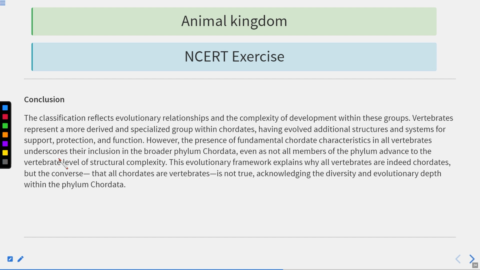So this is the conclusion of this question. The classification reflects evolutionary relationships and the complexity of development within these groups. We can see this development within groups such as cephalochordates and urochordates. So vertebrates represent a more derived and specialized group within the chordates, having evolved additional structures and systems for support, protection, and function. So they are quite advanced compared to the other groups of the chordates.